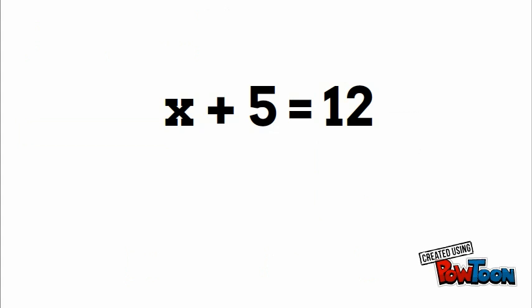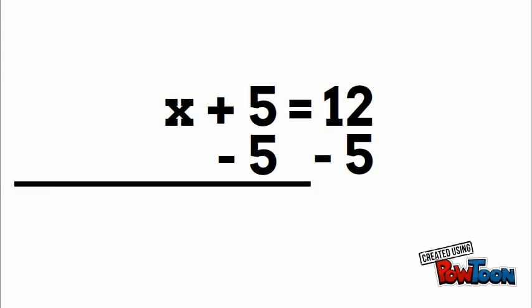Let's show how to solve that algebraically. So I have x plus 5. Well, to get rid of that plus 5, I do the inverse, or the opposite. So I'm going to subtract 5 from that side. But whatever I do to one side of the equal sign, I also have to do to the other side. So I have to subtract 5 from the other side of the equal sign.